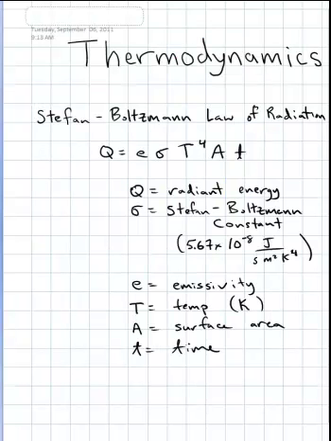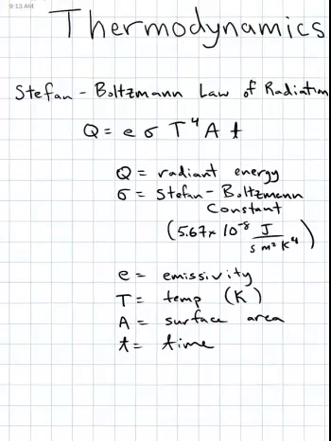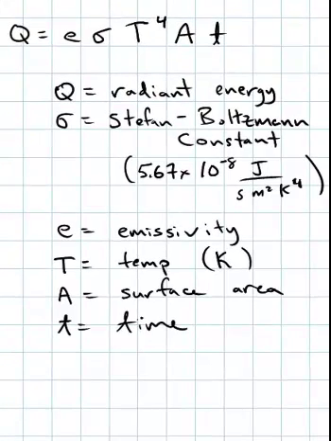So for radiation, we're going to use the Stefan-Boltzmann law. And here it is written out. So the total radiant energy is proportional to, first of all, the emissivity of the surface. That depends on whether the surface is a matte black finish or a shiny silvery finish. Those change the way that body radiates and absorbs energy. So the emissivity of the surface.